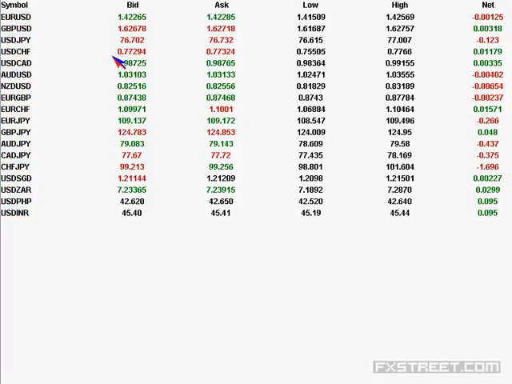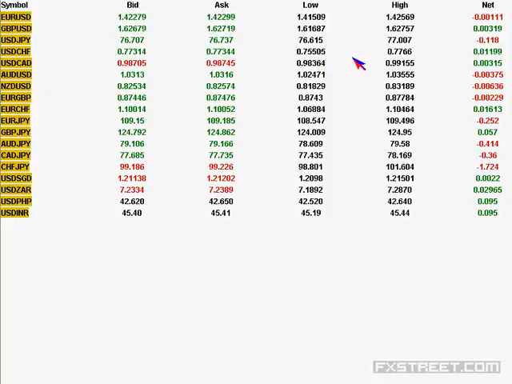CHF crosses. So USD CHF is trading around 0.7729, 0.7732, 0.7550 is the low, 0.7766 is the high, 119 pips positive net change is seen. When all others are showing just less than about 30 pips positive or negative net change, CHF is showing about 119 pips positive net change. And in the case of the commodity pairs, USD CAD is trading around 98.70, 98.74, 98.36 is the low, 99.15 is the high, 31 pips positive net change is seen.